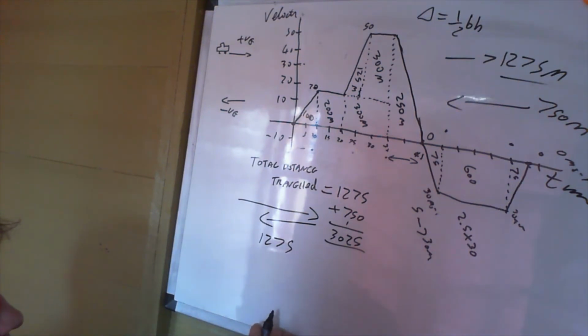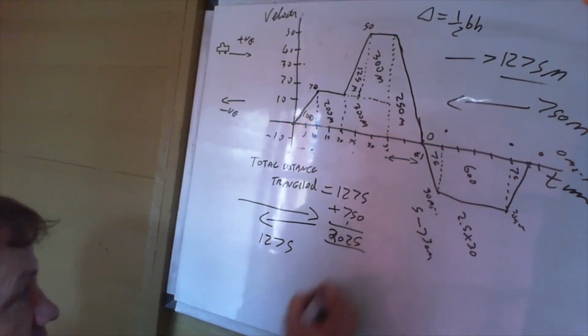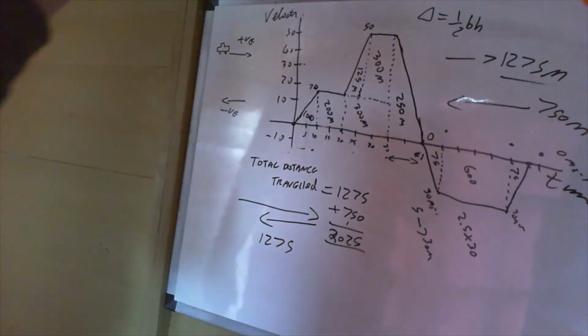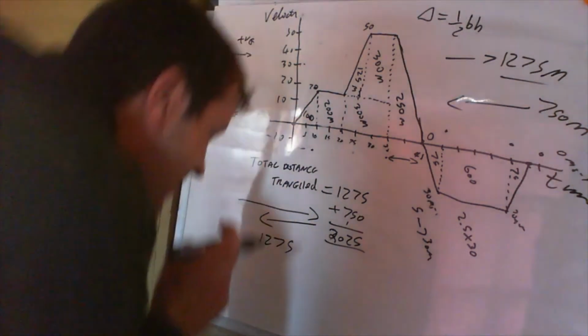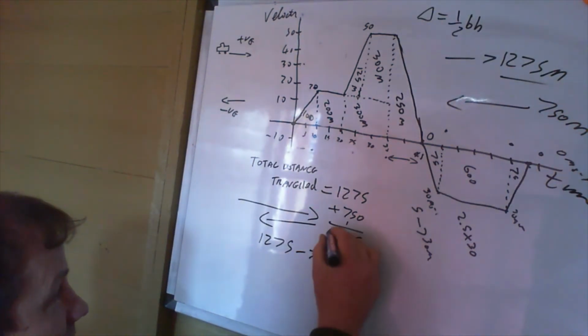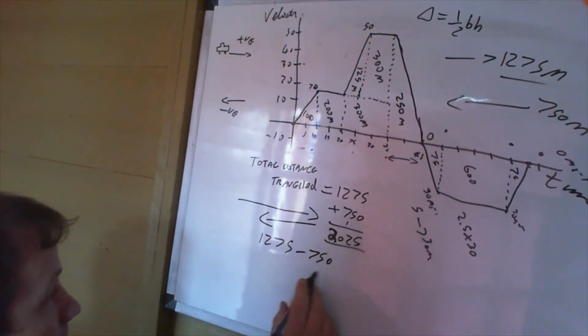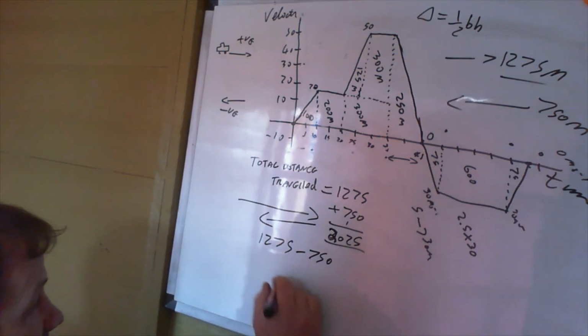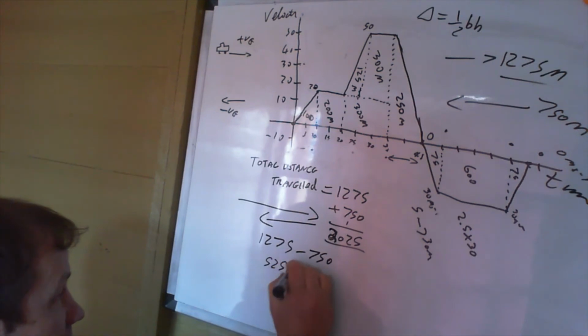1275. Wait, I got that wrong, that should be 2000. Sorry, that should be 2025. I don't know where I got 3 from. And minus 750. And that will give us 250 plus 275, that's 525 meters.